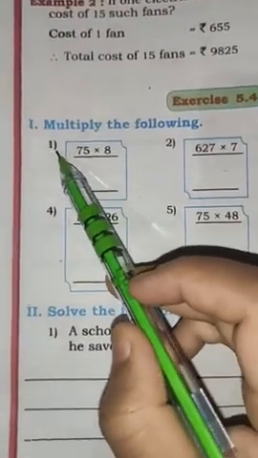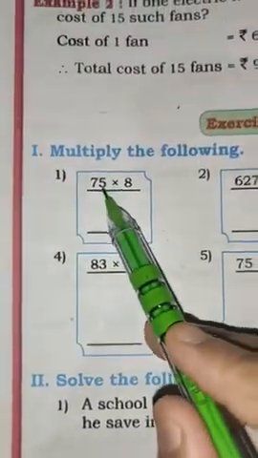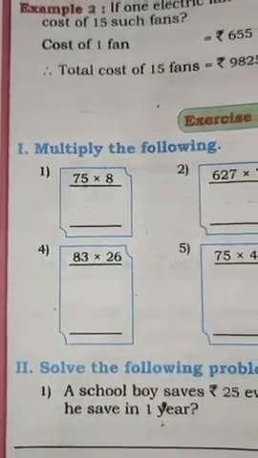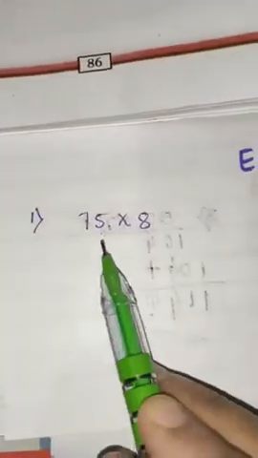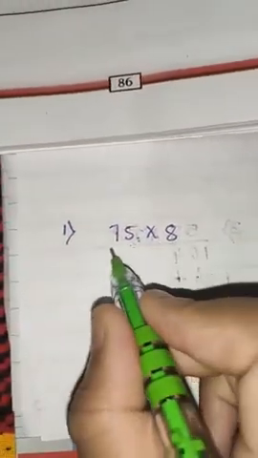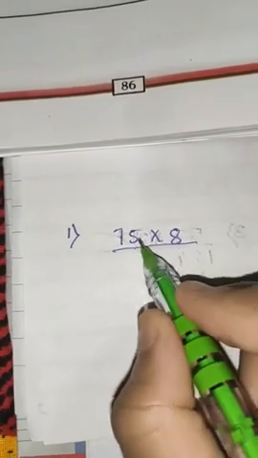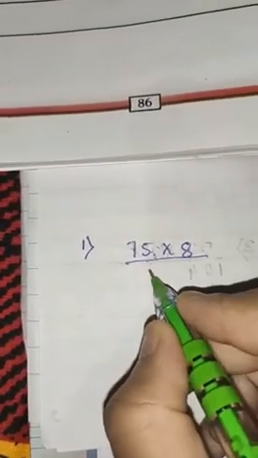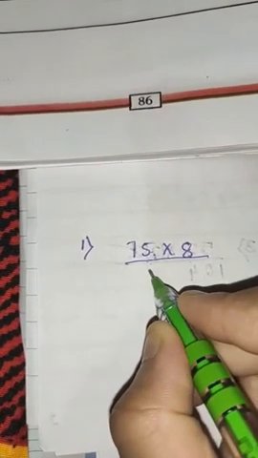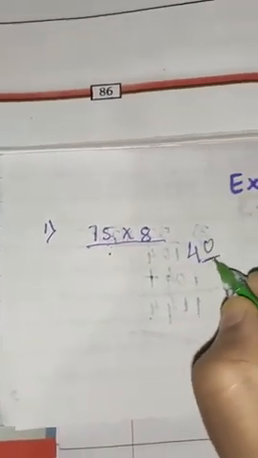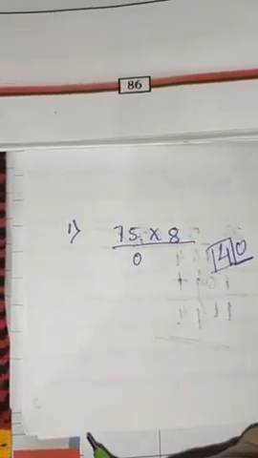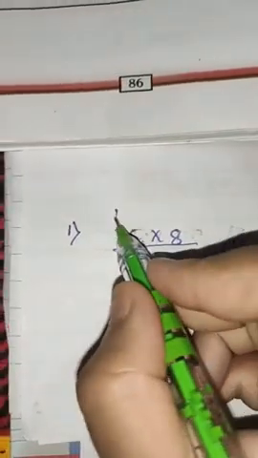The first example is 75 into 8. So now let's solve it. Let's start. 8 5s are 40, right? How to write 40 here? Can I write both the digits here? No. The right digit should be here and the left digit will carry over to the next place. So we'll write 4 here.